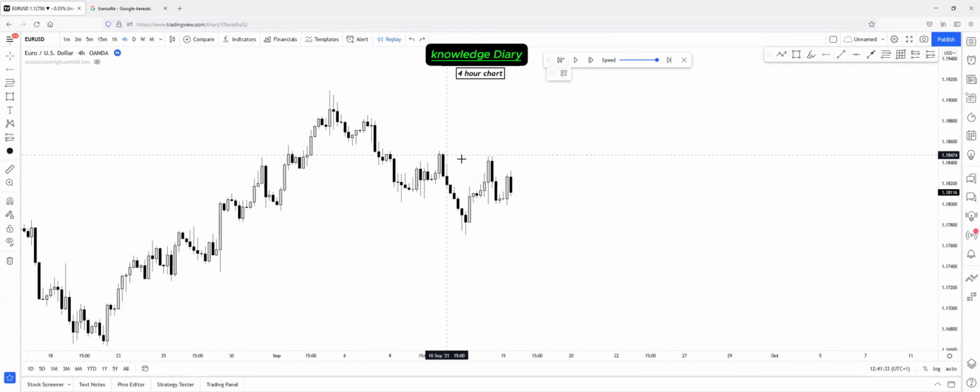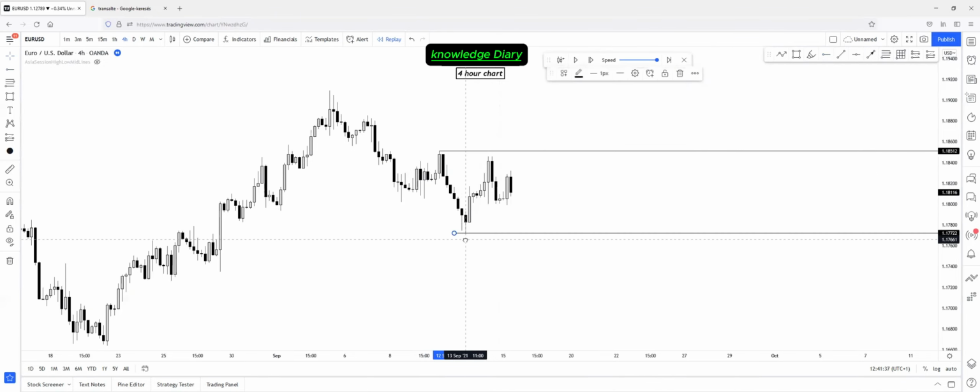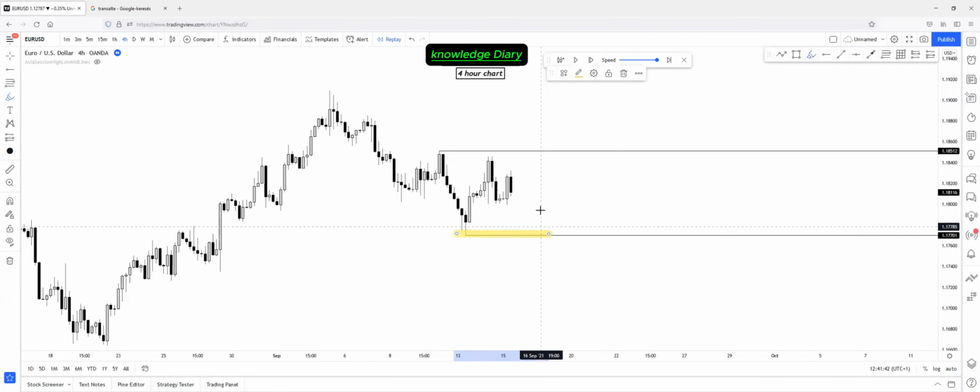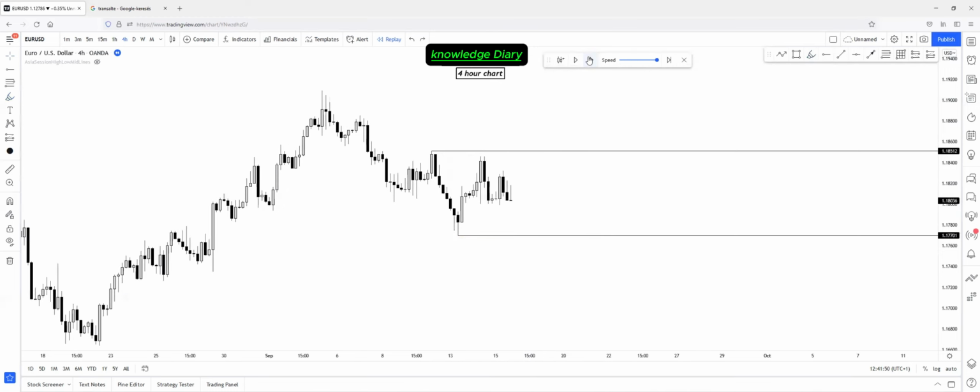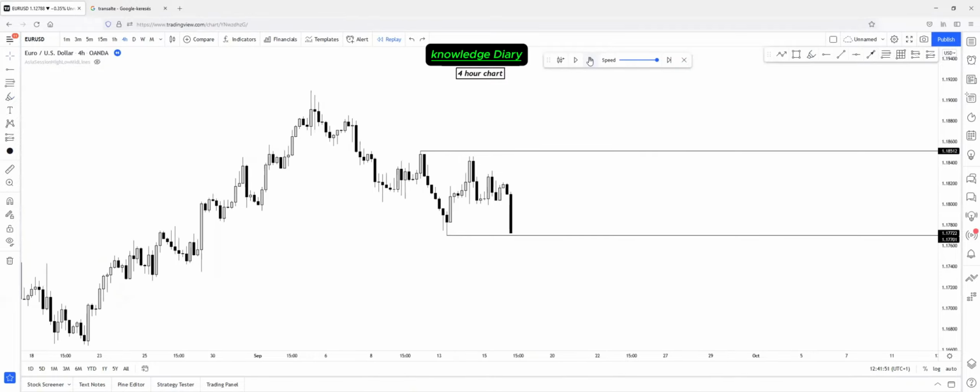So I will just mark the structure. Price is currently moving in this range. We have a high and a low. As soon as price breaks this low point, it will create a break of structure. So one of the three criteria will be fit. Okay, let's see what will happen. It's moving in the range. Okay, it created inefficient movement, but it didn't break below this low. As you can see, this is inefficient movement.